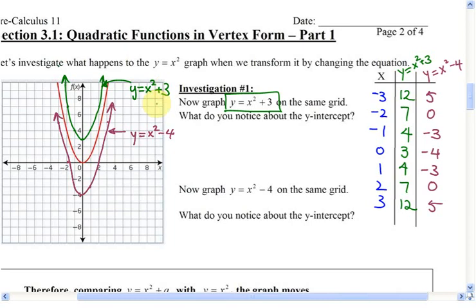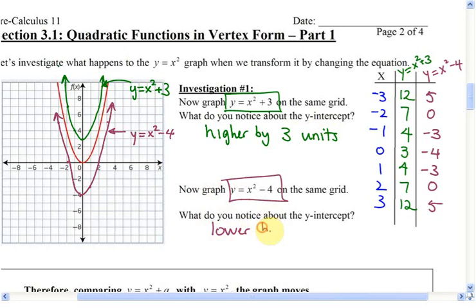By the way, what do you notice about the y-intercept when you compare this equation in green to my regular one? What happened to the y-intercept? It's lower? Oh wait, the green one? The green one. Oh, so it's higher. It's higher. By how much? 3. So it looks like it's higher by 3 units. And then if you compare now the other one, which is the purple one, you'll see that it is lower by 4 units.